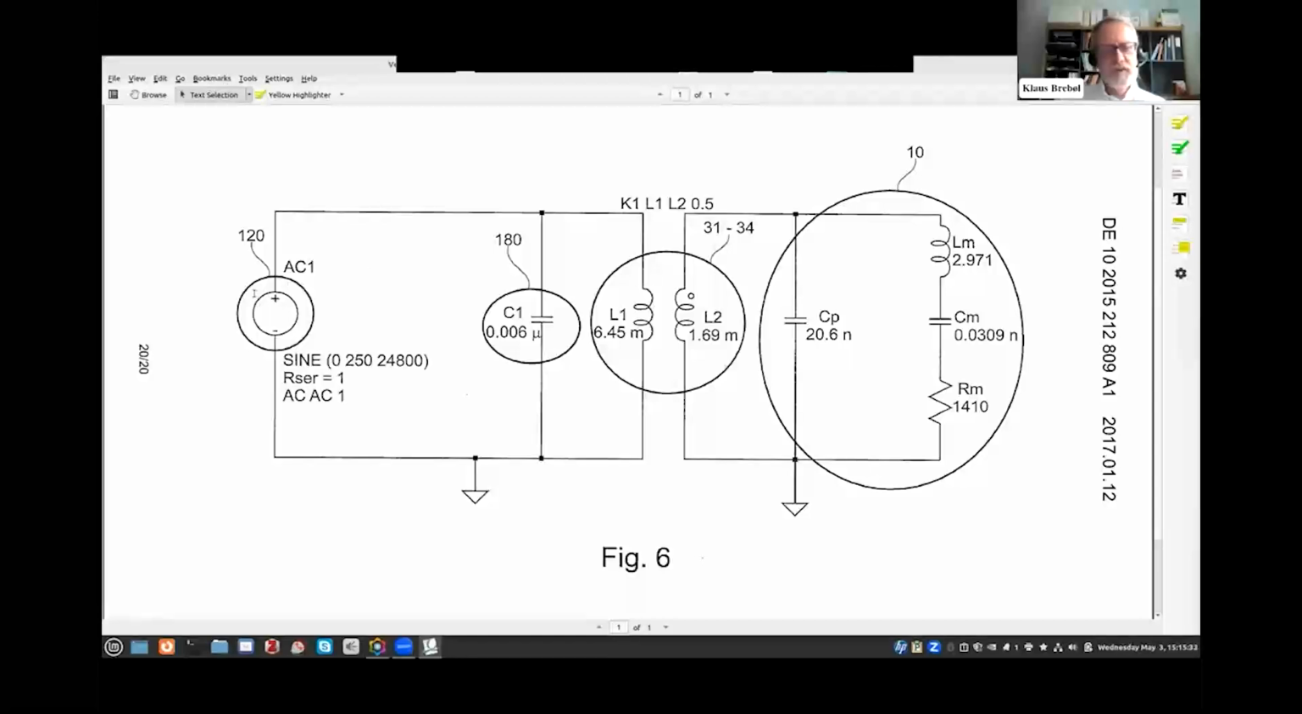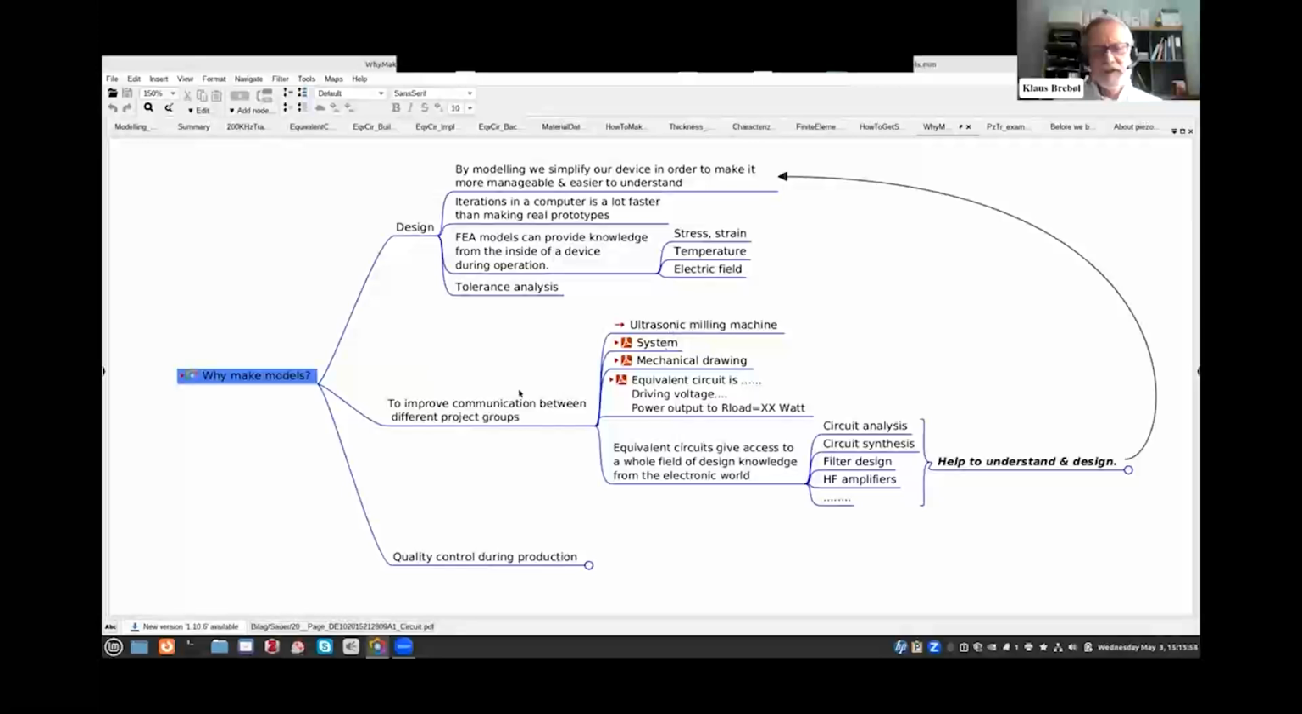We will ask you to design an amplifier that can provide XX watts over here. So that's the ultrasonic power that we use in our process. And for the electronic engineers, of course, this will be completely natural and they will begin to work. So to communicate to the electronic engineers is a lot easier using equivalent circuits than using mechanical drawings. But the process goes both ways, because electronic people will normally know about circuit analysis and circuit synthesis and filter design and high frequency amplifiers.